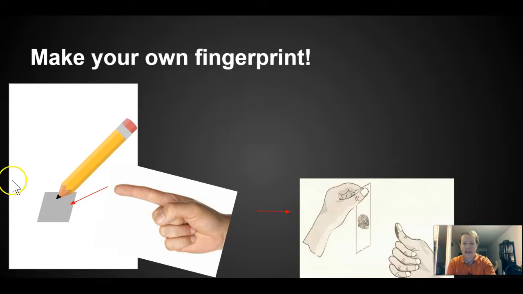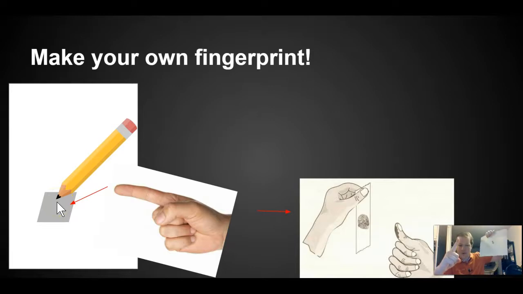Let's make our own fingerprint. First, you're going to take your pencil and you're going to go like this, back and forth and back and forth and back and forth. Mr. Thrasher has a pencil. Just make a solid square. Ooh, look what Mr. Thrasher made. Now I'm going quick, but you want something like that. Make a square.